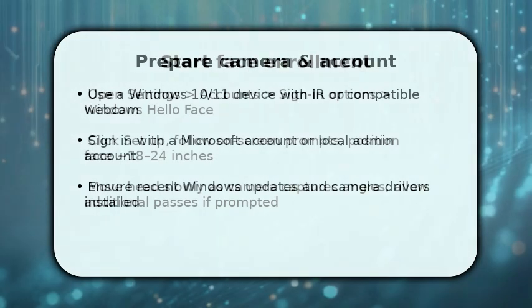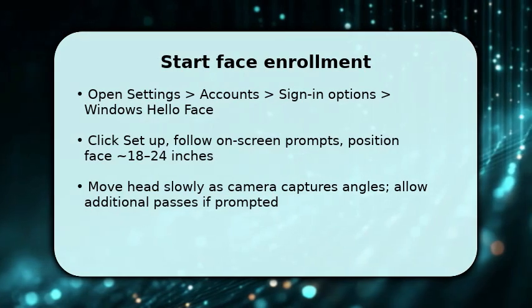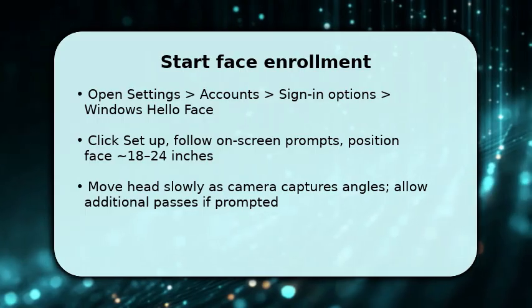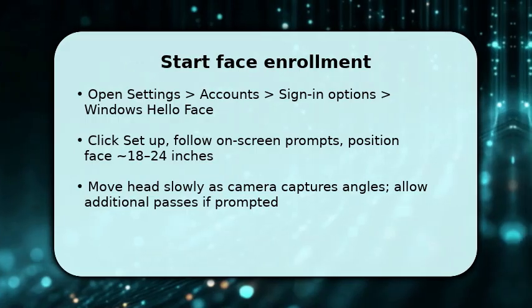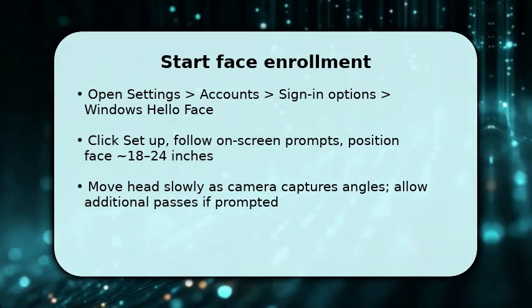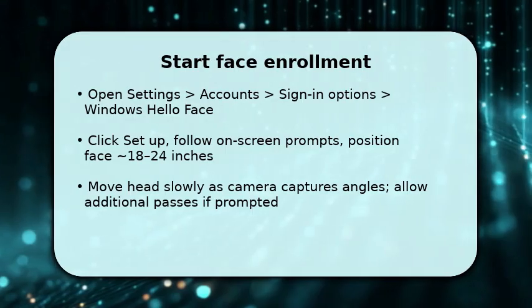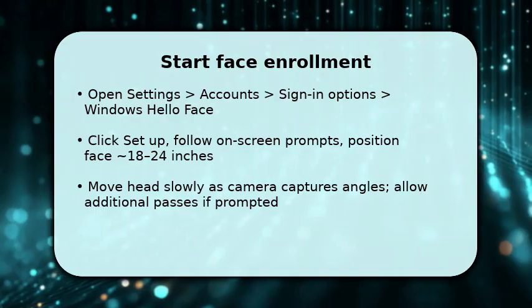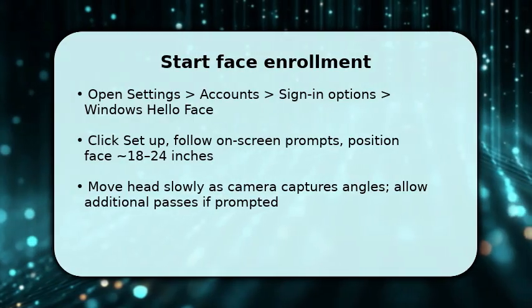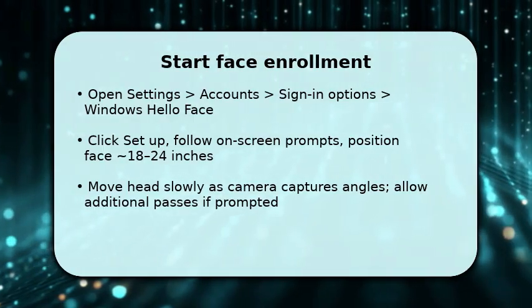You'll click Setup under Windows Hello Face and follow the on-screen wizard. The app explains each capture so you know why it asks for multiple angles. Position your face about 18 to 24 inches from the camera, keep a neutral expression, and slowly rotate your head when prompted so the IR sensor records depth and contours for reliable recognition. Make sure ambient lighting is steady.